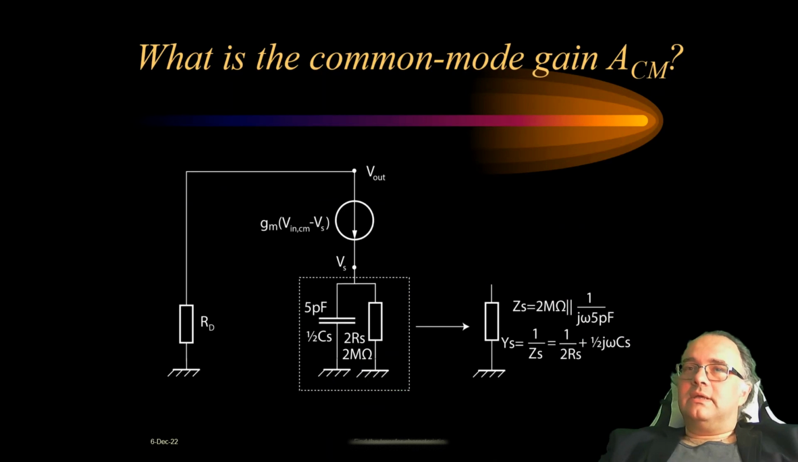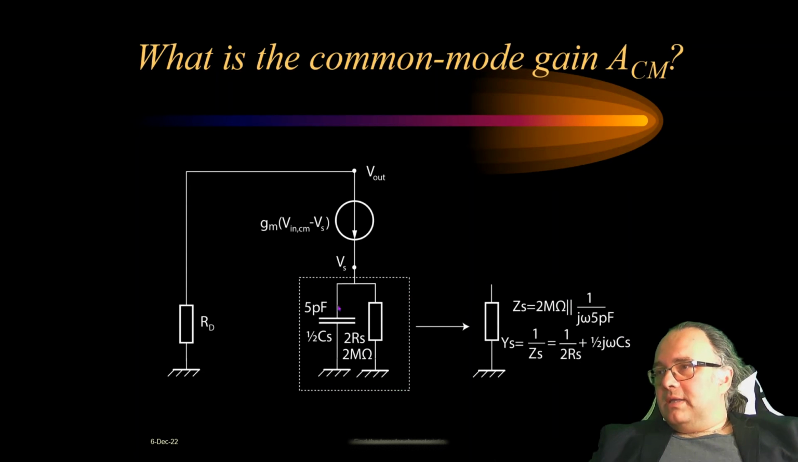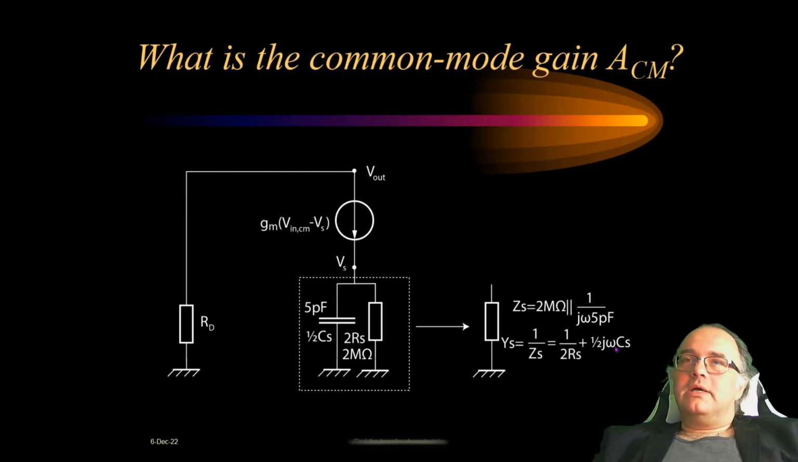This is the equivalent circuit, and I can combine the capacitance, with an impedance 1 over SC, with the parallel resistance into a common impedance ZS, which will be the 2 megaohms in parallel with 1 over j omega of 5 picofarad. Or I can treat this as the admittance, 1 over the impedance, and then just sum the admittances of both: 1 over Rs plus j omega Cs.